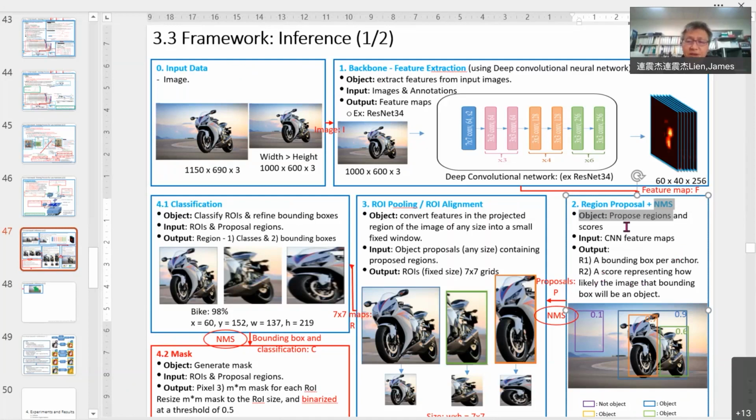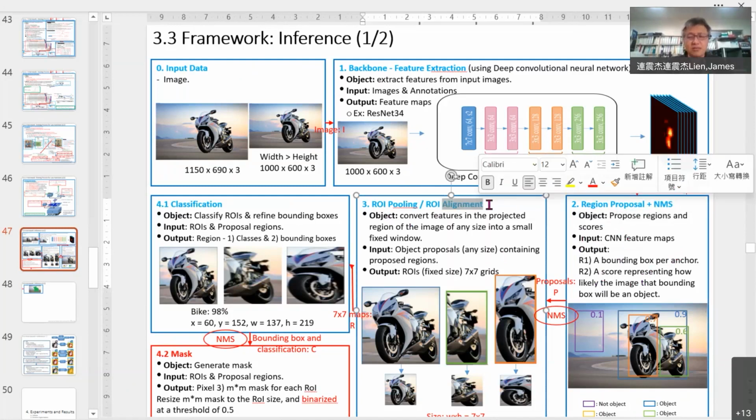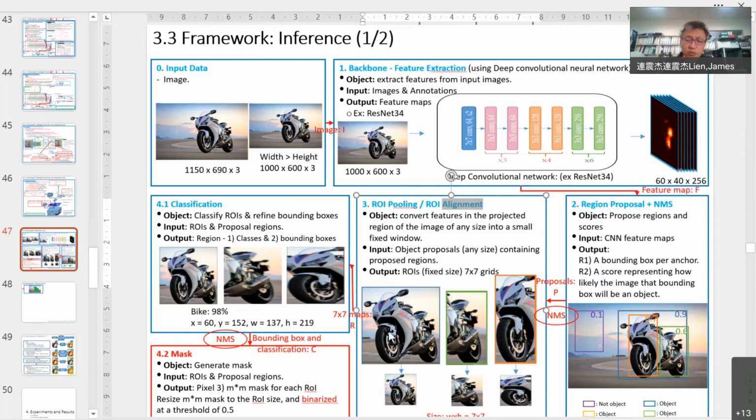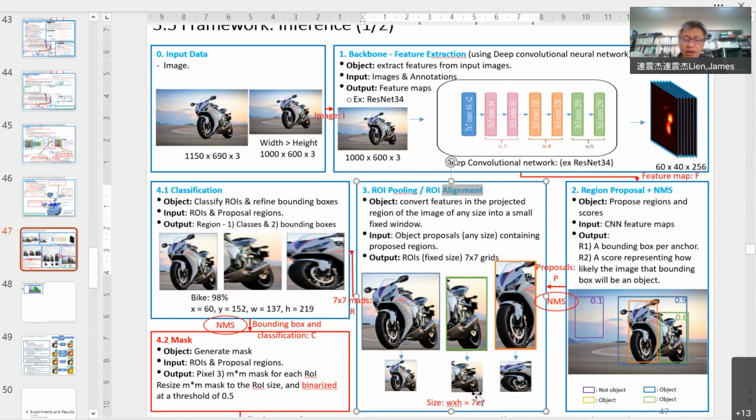After this, because there's a region proposal, we have ROIs, and we need to do alignment to make them the same size. Even though the bounding box sizes are different, we normalize them to the same size. Just for example, suppose the size is 7 by 7. So up to here is the region proposal network, and then normalization.